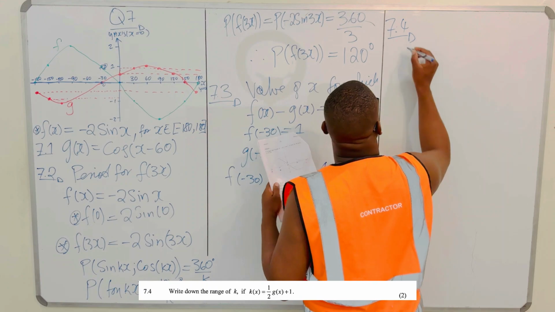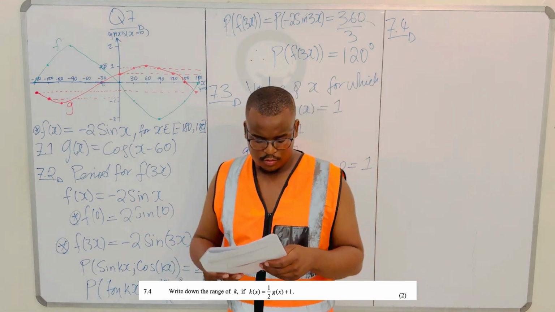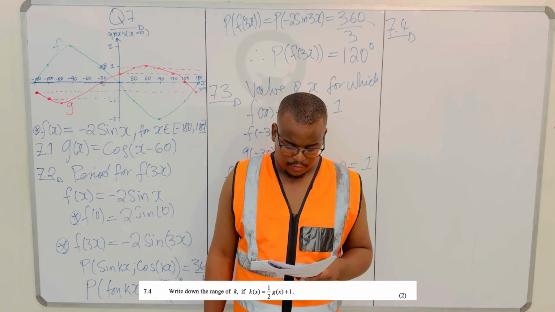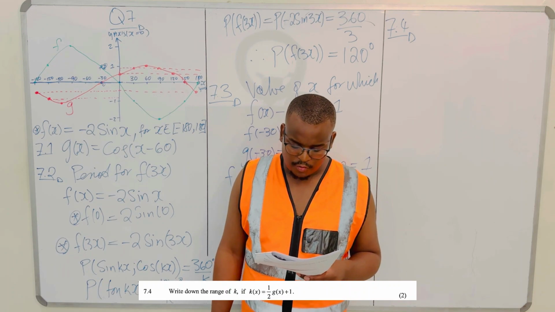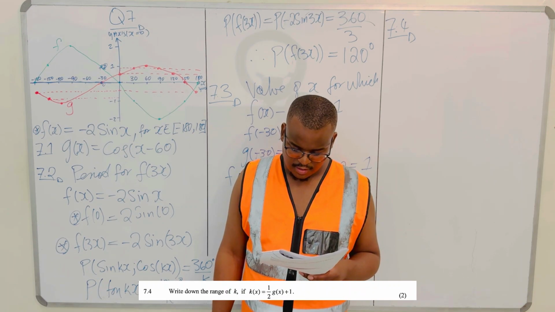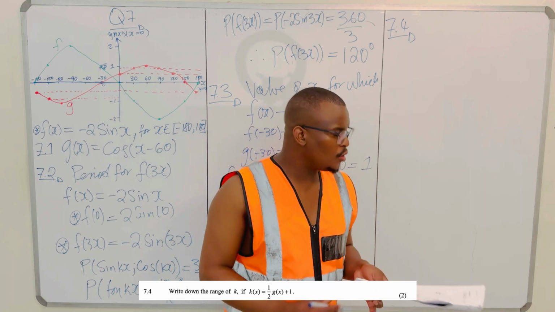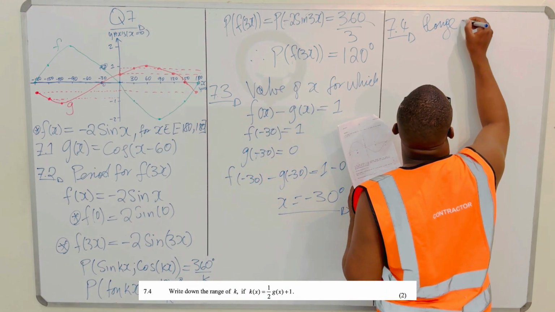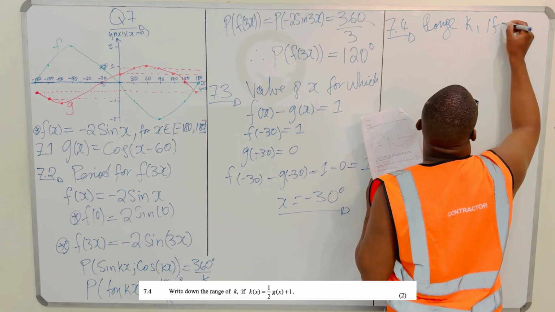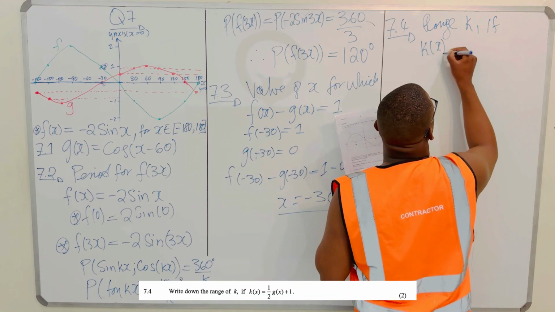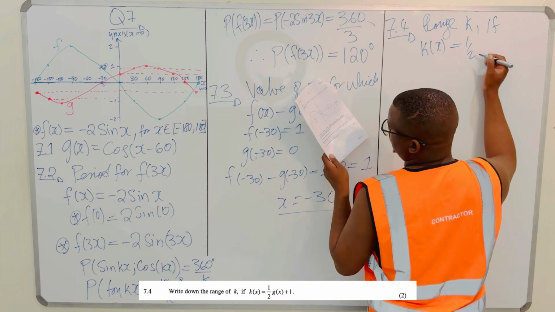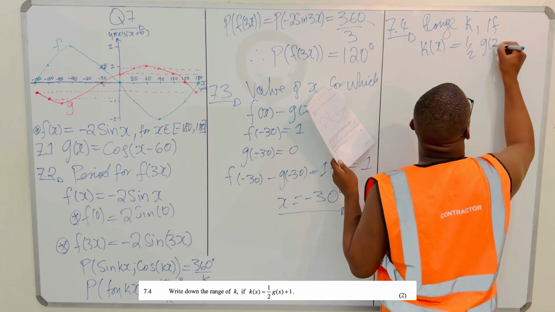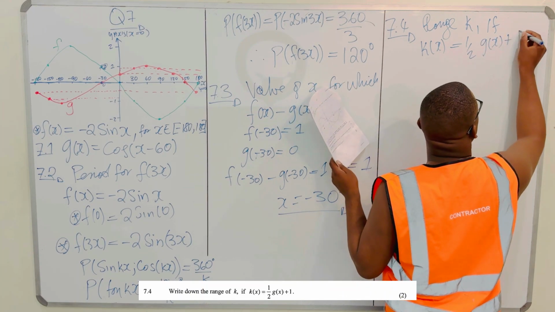7.4. So, what are they saying at 7.4? They'll say write down the range of k, if k is equal to this. So, they want you to write what? The range of k if k as a function of x is equal to half of g of x plus 1.